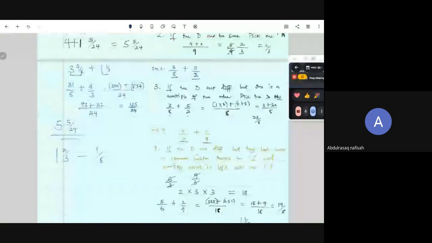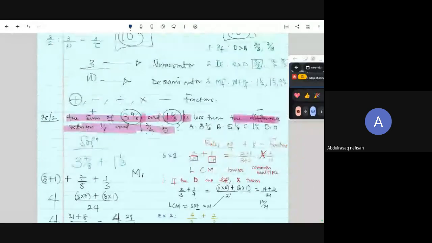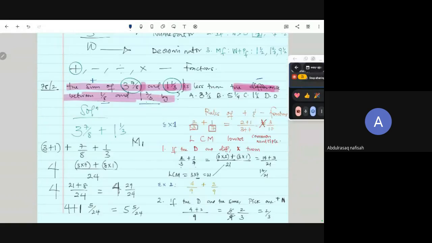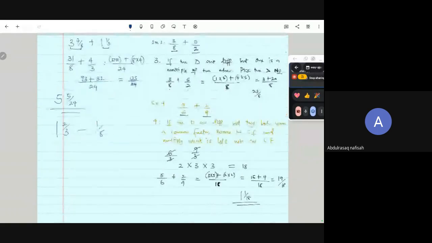Now, the difference between this and this. So it will most likely be this minus this. That's how I wrote it. 1 whole 2 over 3 minus 1 over 8. Is that correct? So again, let's look at this. We can use 3 times 1, 3 plus 2. That's 5 over 3 minus 1 over 8. If you take the LCM, you have 24. 3 in 24, 8. 8 times 5 is 40. Minus 8 in 24, 3. 3 times 1 is 3. That gives us 37 over 24.